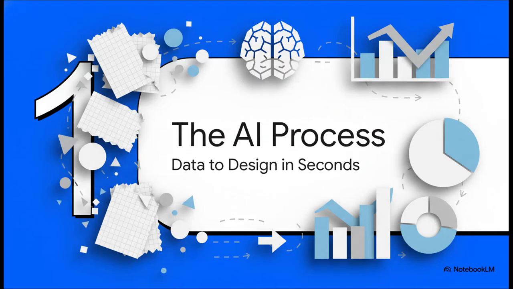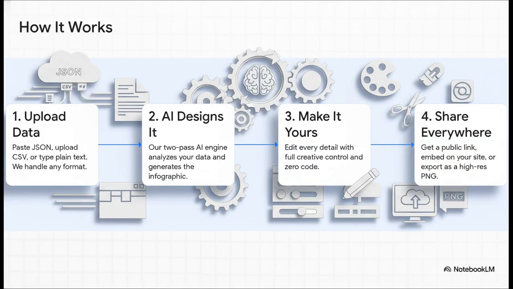So you're probably wondering, okay, how does this magic actually happen? How do we get from that raw data file to a fully designed infographic in like seconds? Let's pull back the curtain on the AI process. It's actually way simpler than you'd think. It really boils down to just 4 simple steps.